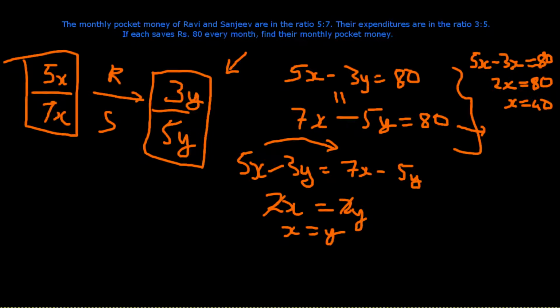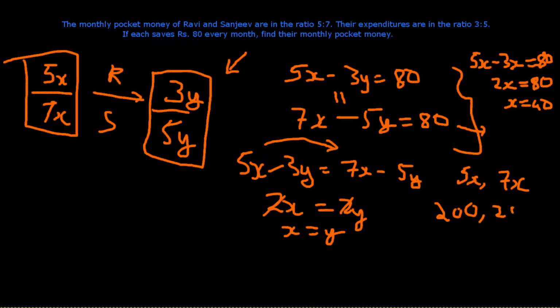And all they ask you to do is find their monthly pocket money. Now their monthly pocket money, the first guy is 5x, second guy is 7x. Now you know x is 40, so just multiply. So you get 200 and 280.